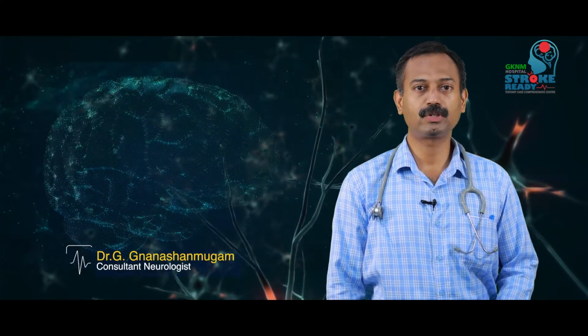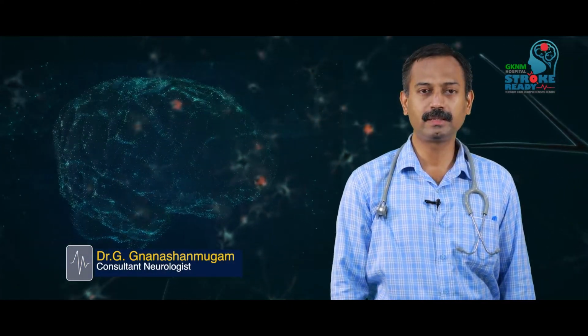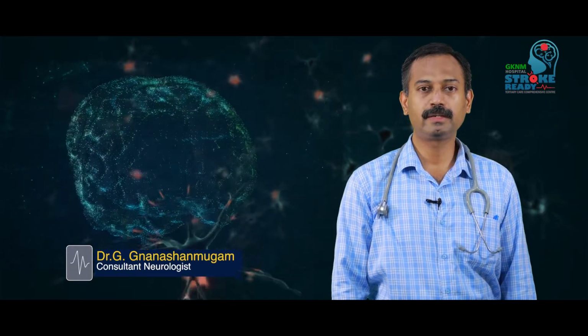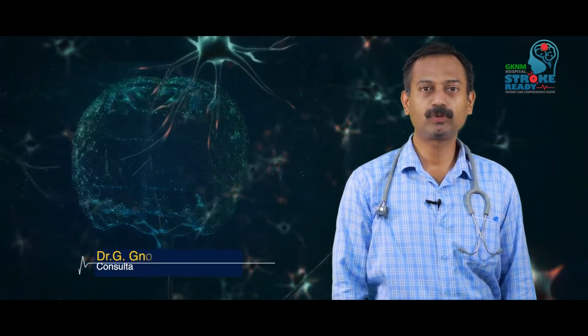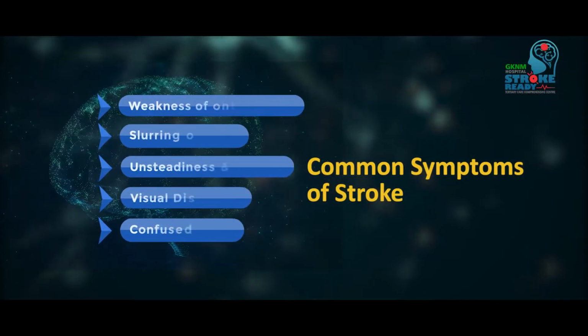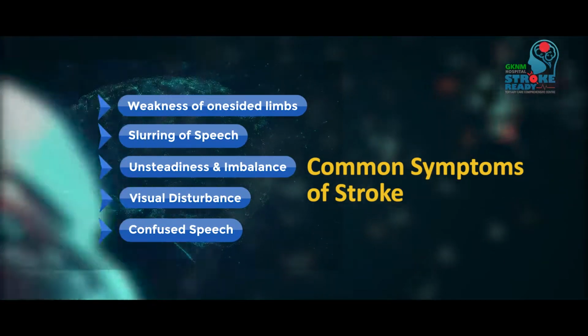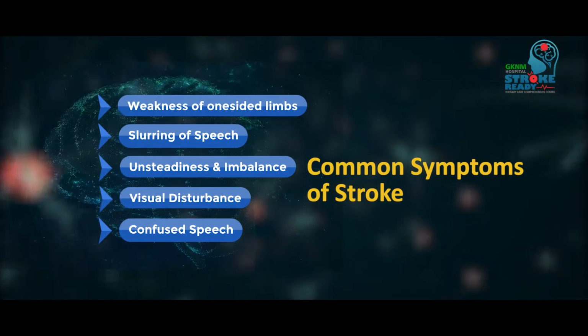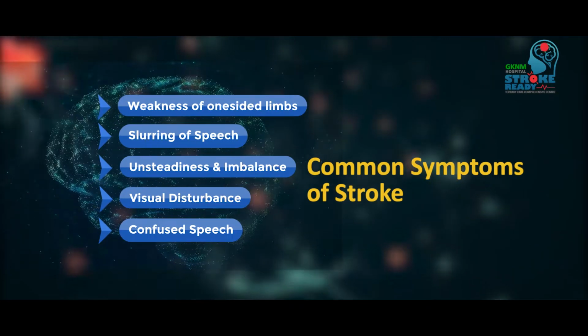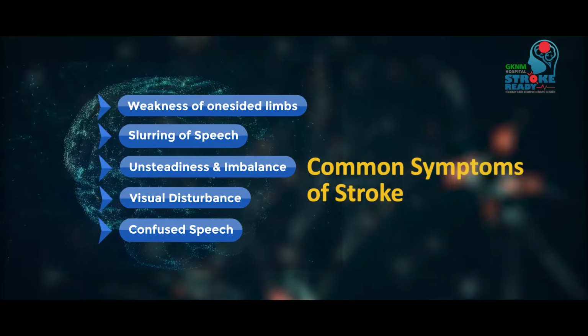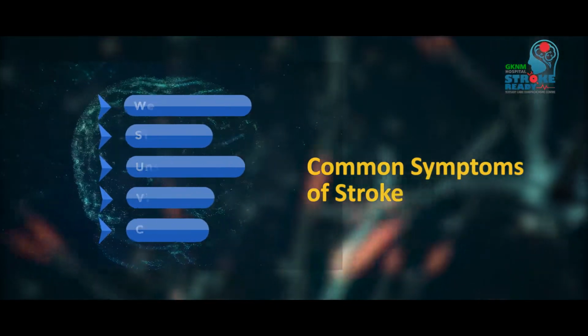Stroke is a catastrophic disease. It may result in severe disability. Sometimes it may result in death. The common symptoms of stroke include weakness of one side of the limbs, sudden slurring of speech, sudden unsteadiness, sudden imbalance while walking, sudden visual disturbance, and sudden confused speech. So all these are common important symptoms of stroke.